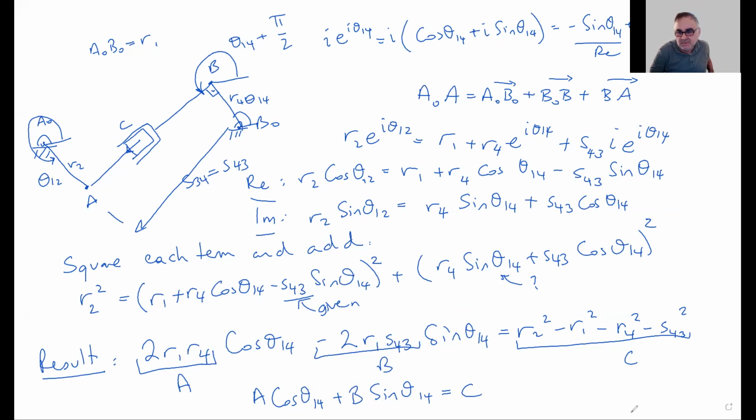Let me just open a new page and write this down. A cosine theta 1 plus B. Now, you can draw a kind of a triangle here. A right angle triangle, supposedly.